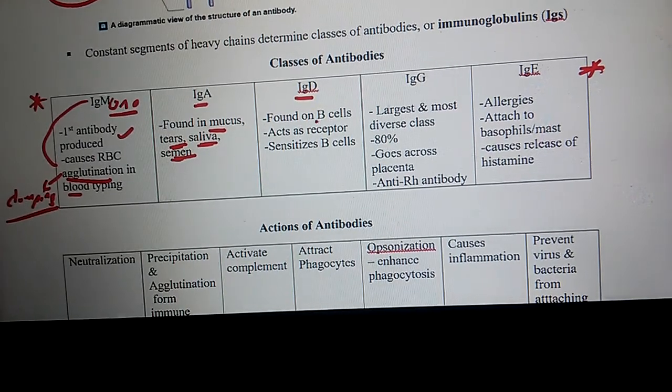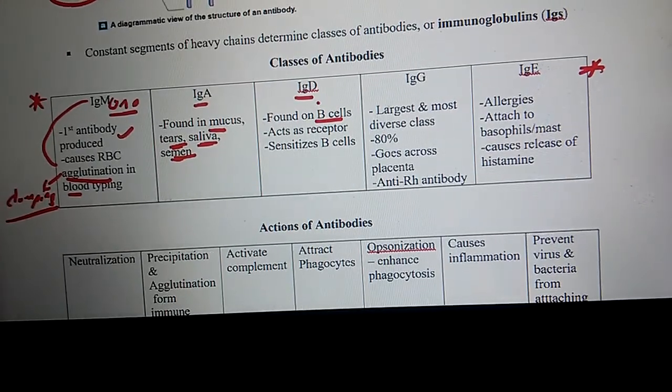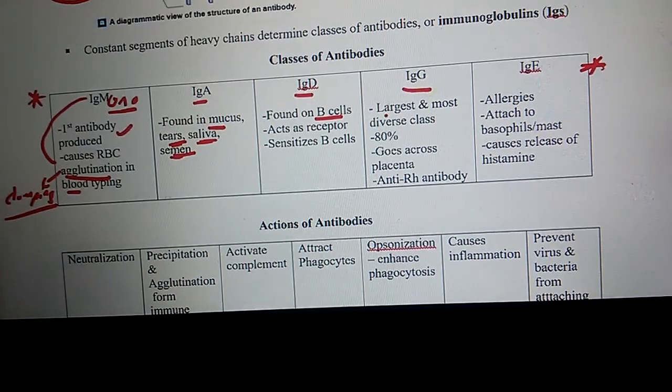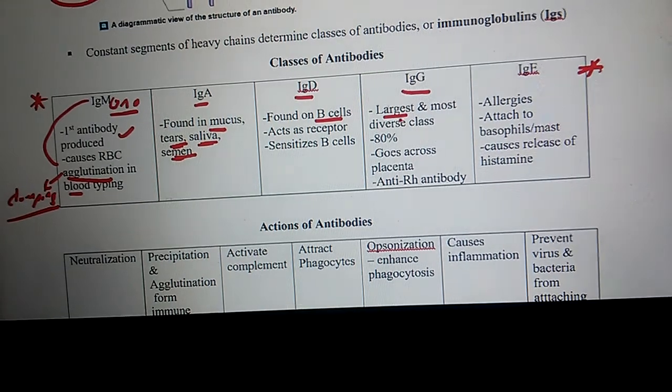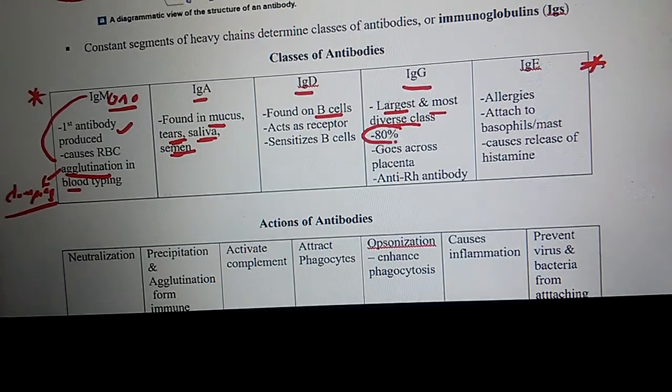IgD is found on what? B cells. What is the largest class of antibodies? IgG. What is the most diverse class? IgG. What's the most abundant class? IgG.